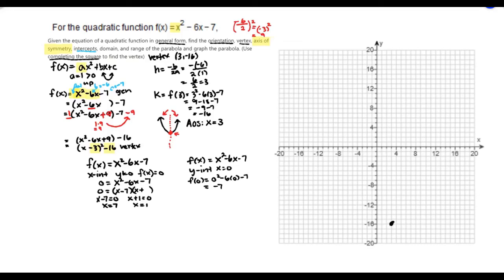We have x-intercepts at 7, and I think I made a mistake here. This is x plus 1, so this x-intercept should be negative 1. And then we have a y-intercept at negative 7.